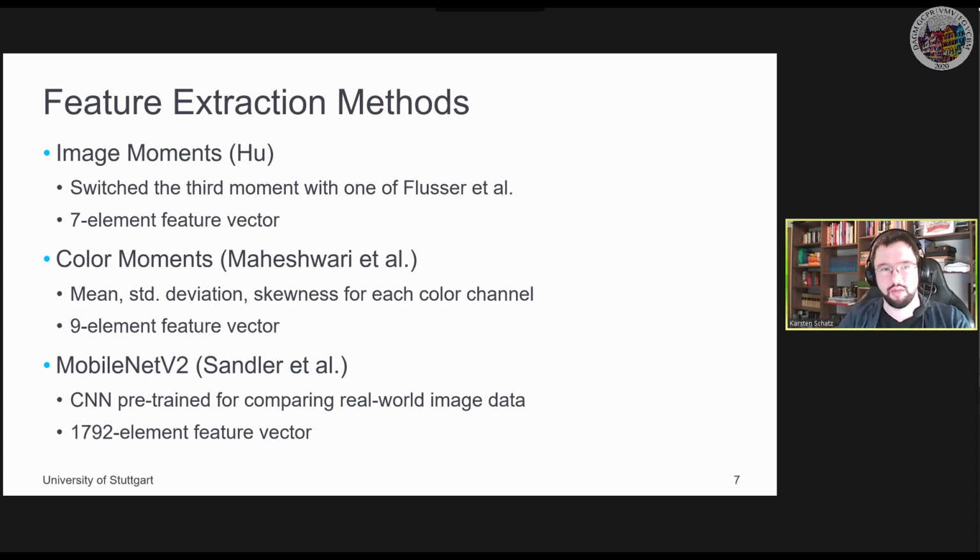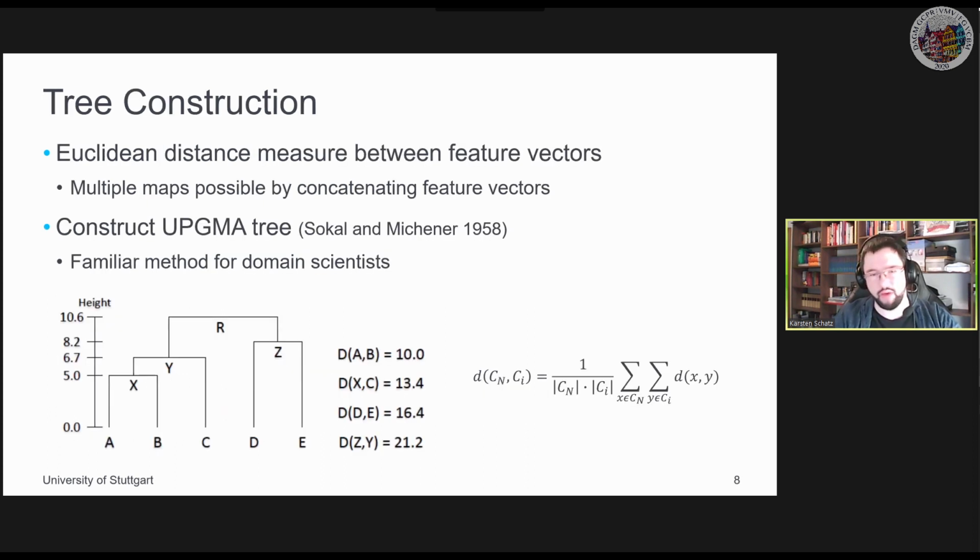What's remarkable here, we only use the value maps I explained earlier for the image moments and the MobileNet. As the color moments heavily depend on the color, we first have to apply a color mapping to use them with color moments. Otherwise, the feature vector would get far too small. So now that we have these feature vectors, we can just compare them. We do this by just doing a Euclidean distance between the feature vectors, then we get a distance value, and that's it. So then we have the distance between two maps or the proteins they represent.